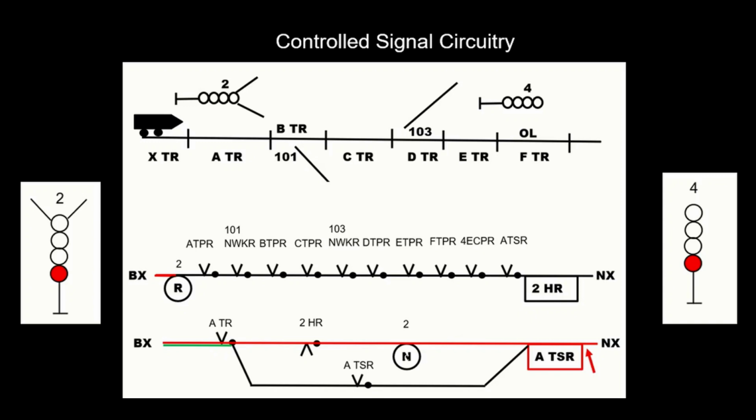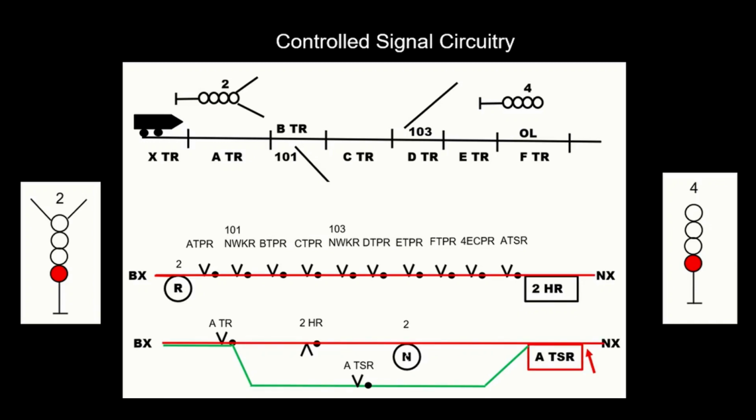If we follow the green route now, we can see that there is a second path to A TSR. First through A TR proving A track clear. Remember the HR is down at the moment, so number 2 signal is at red. Then through A TSR's front contact, this is known as the stick path.